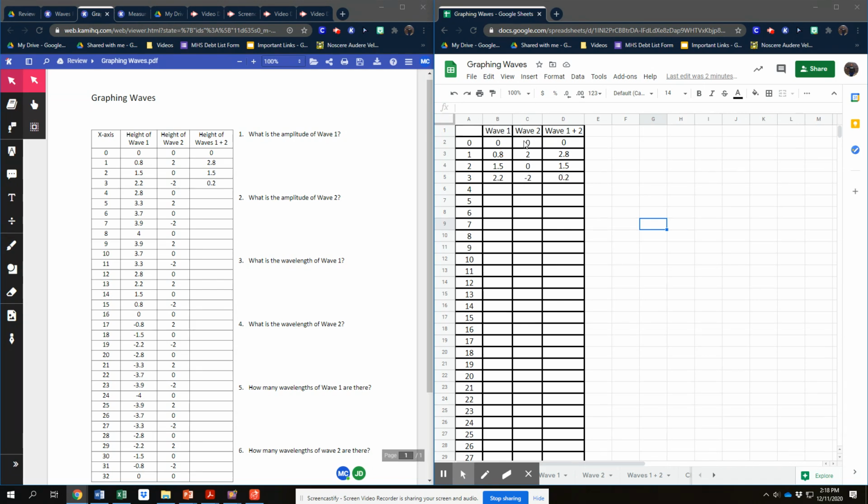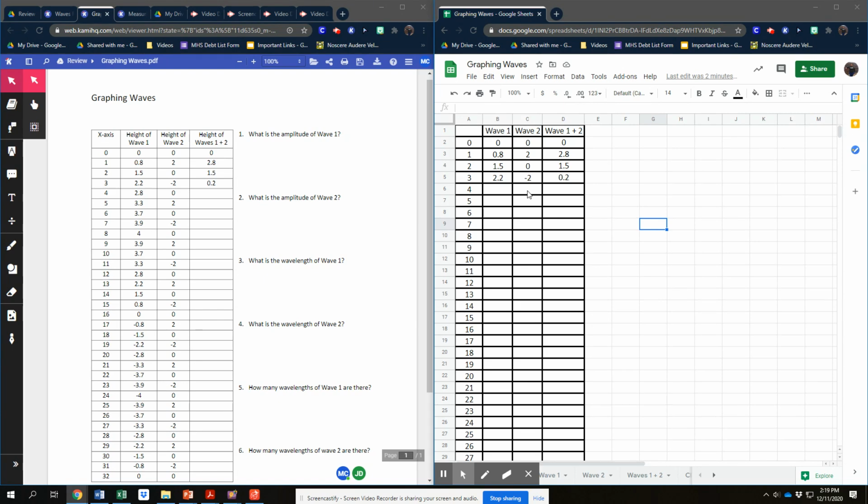So 0 plus 0 equals 0. 0.8 plus 2 equals 2.8. 1.5 plus 0 equals 1.5. 2.2 minus 2 equals 0.2. Okay, so you're just going to do that all the way down for all those 30 data points.